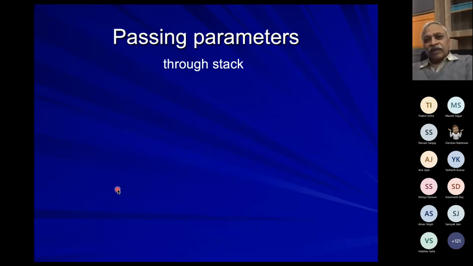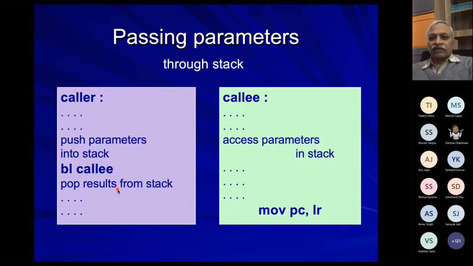The other mechanism is through stack. So you create a stack and before calling, push parameters into the stack. The callee can pick up information from the stack, put the result back on the stack, and caller can pop the results when return is made. So stack is also a convenient mechanism. Of course, it is faster to work with registers than with stack, which is part of the memory.